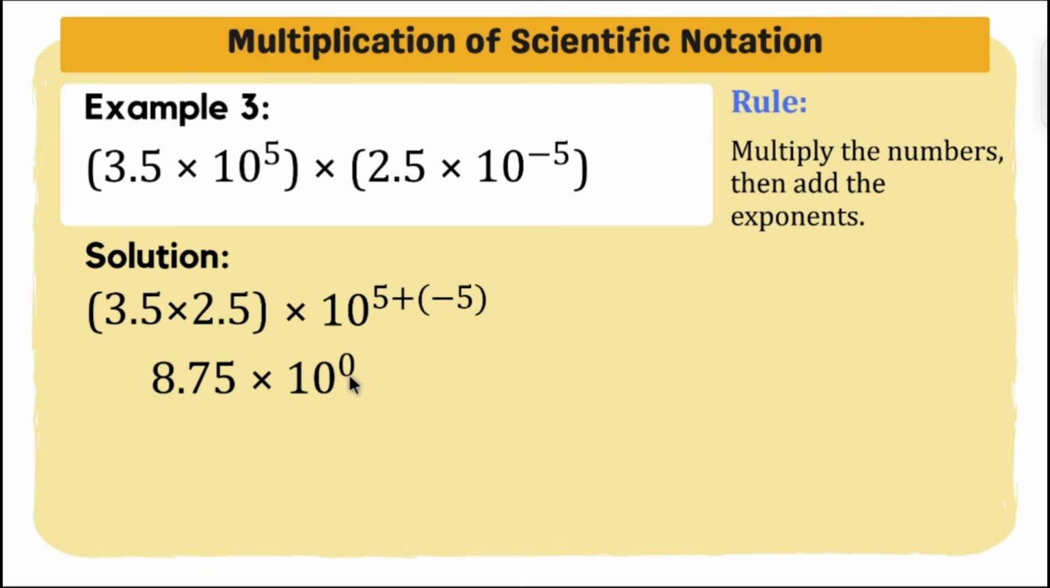So, anong gagawin natin kapag 0 ang exponent? Okay, remember, any number raised to 0 is equal to 1. Okay, that's why we have 8.75 times 1. The final answer is 8.75. Ito po yung special case.